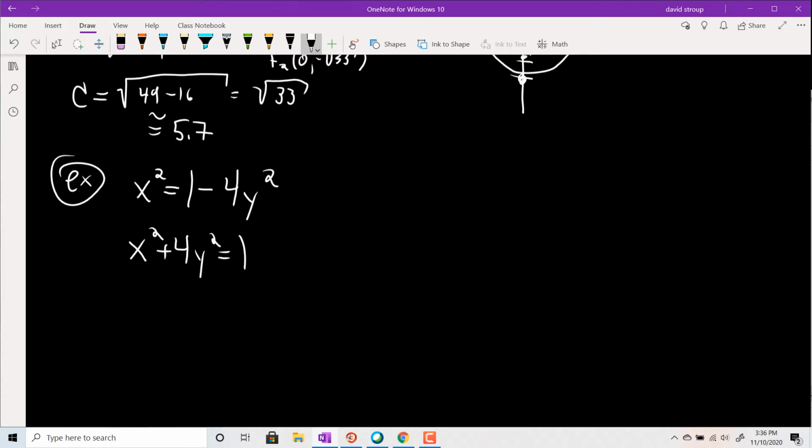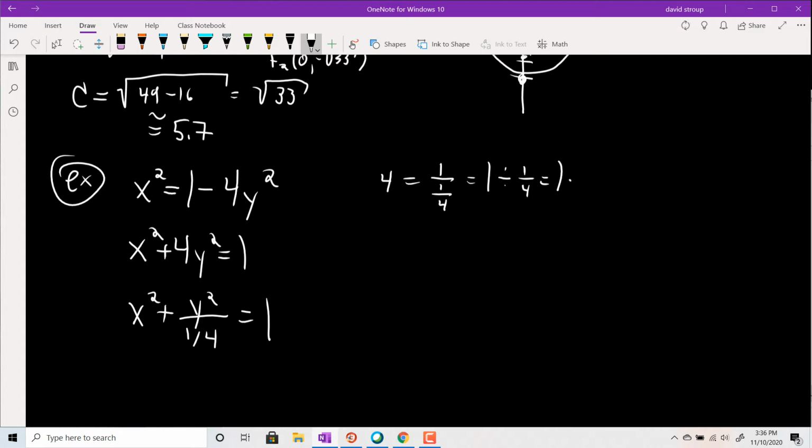So the trick is going to be to rewrite 4 as 1 over 1 over 4. Okay? In which case you would get y squared over 1/4. So again, 4 is the same as 1 over 1 over 4, right? Because 1 over 1 over 4 is the same as 1 divided by 1/4, which is the same as 1 times the reciprocal of 1/4, which is, of course, just 4.